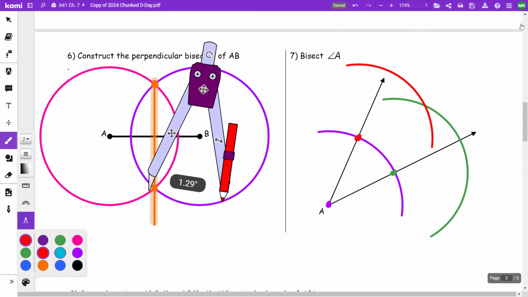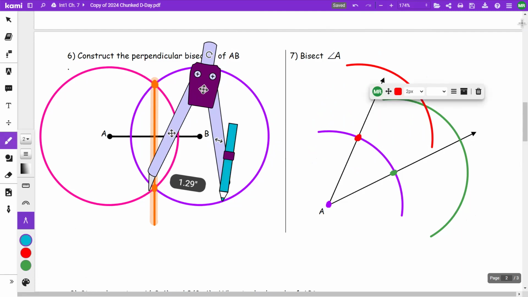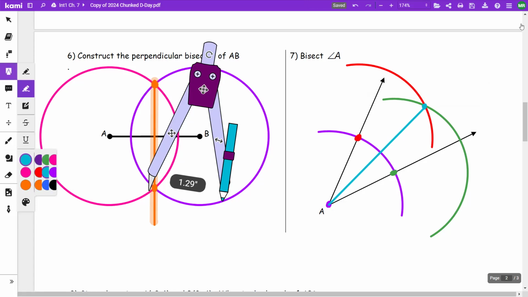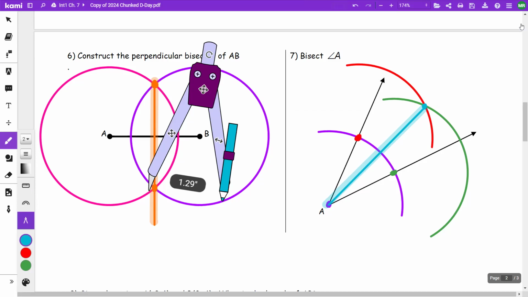Now, where those 2 cross at this point here, I am going to draw a line from there to my vertex at A. And that line I drew, let me draw it straighter, sorry. That is going to be my angle bisector, cutting that angle in half. Okay.